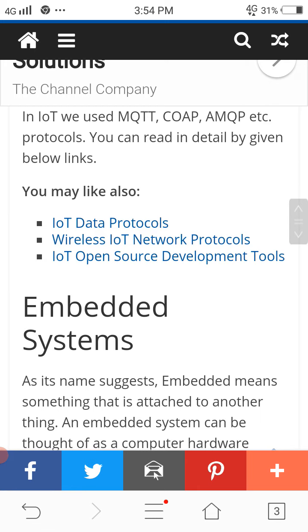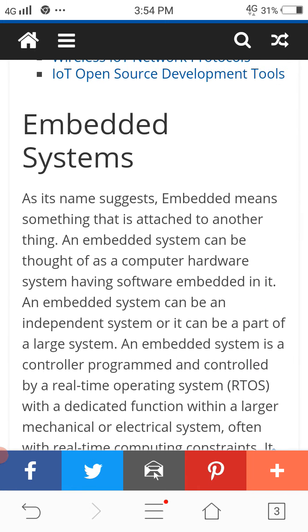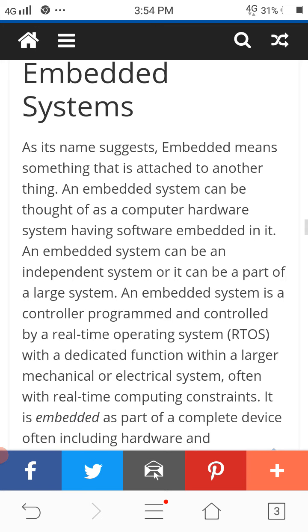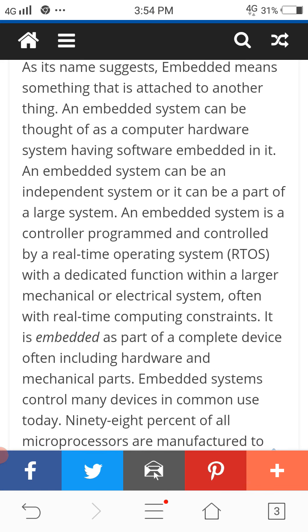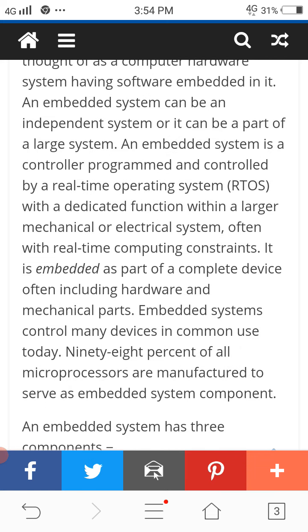Next is embedded system. As its name suggests, embedded system means something that is attached to another thing. An embedded system can be thought of as a computer hardware system having software embedded in it. An embedded system can be an independent system or it can be a part of a larger system. An embedded system is a controller program controlled by a real-time operating system.